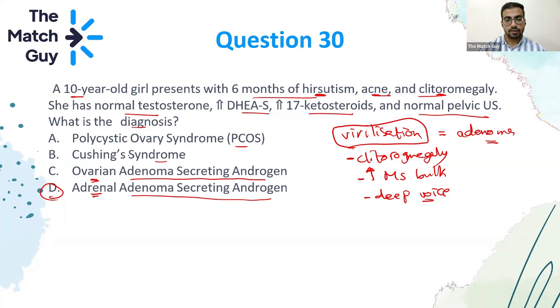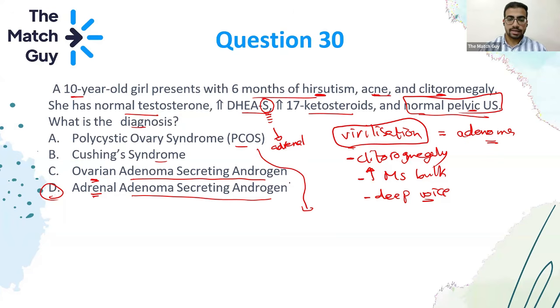Why adrenal and not ovarian? First of all, this is very important, this marker: the increased dehydroepiandrosterone sulfate, the S, always equals adrenal cause. If this is not increased, then it's an ovarian cause. The second part, which of course makes it easy, is the normal pelvic ultrasound, since an ovarian adenoma in general is going to appear on a pelvic ultrasound. So that's how you approach it step by step.